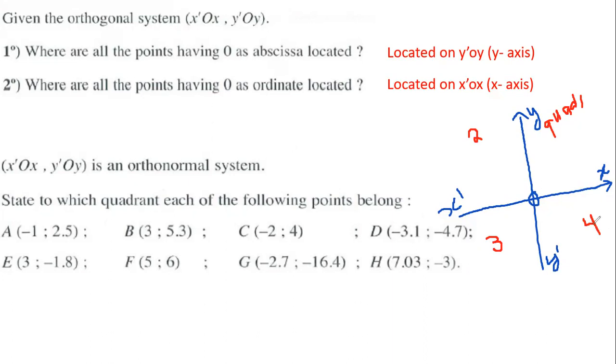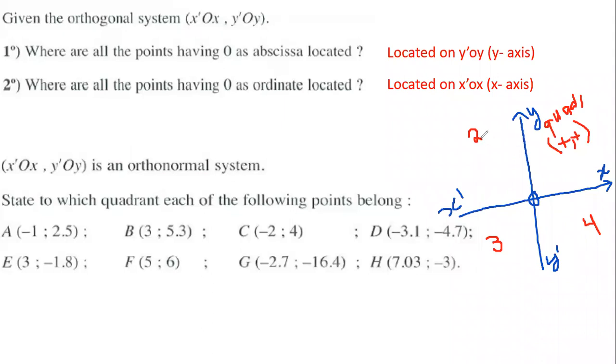Also, for any point belonging to quadrant 1, what will be the abscissa, positive or negative? Positive. What will be the ordinate? Positive. So we write plus, plus. Any point belonging to quadrant 1 has a positive abscissa and a positive ordinate.